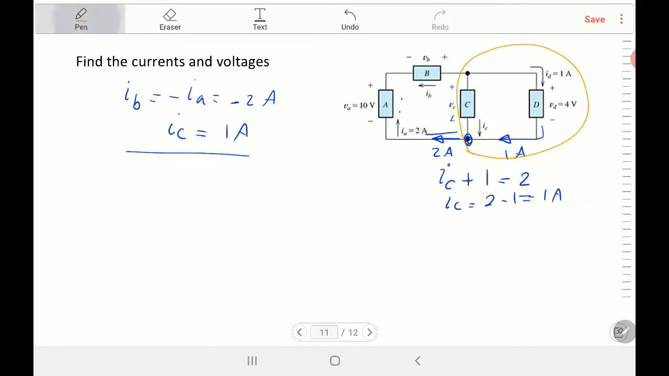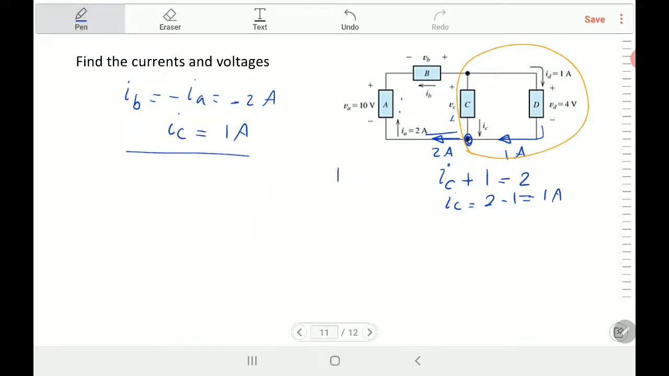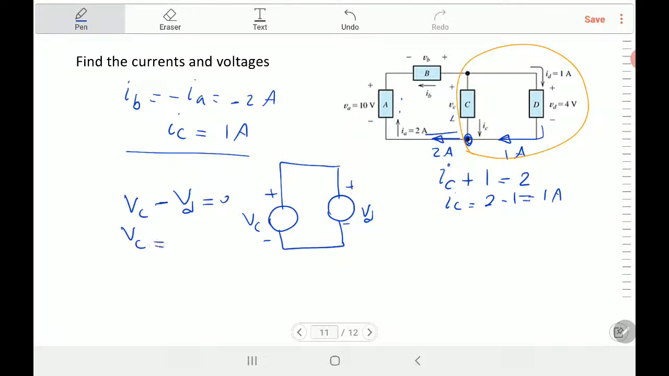Why? Apply Kirchhoff voltage law. I'd like to sketch it in the way that I taught you at the beginning of the lecture. That's VD. What is the positive and negative? Positive up, negative down. And that's VC, positive up, negative down. Kirchhoff voltage law: you take this as a reference, VC, and then the positive is connected to the positive, so VC minus VD equals 0. So VC is equal to VD.